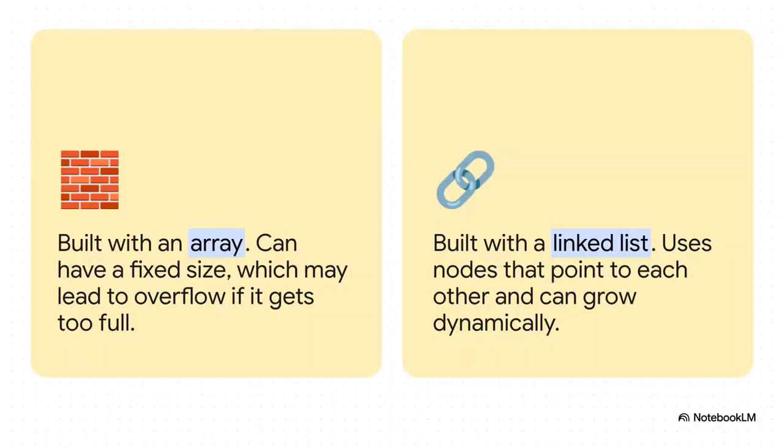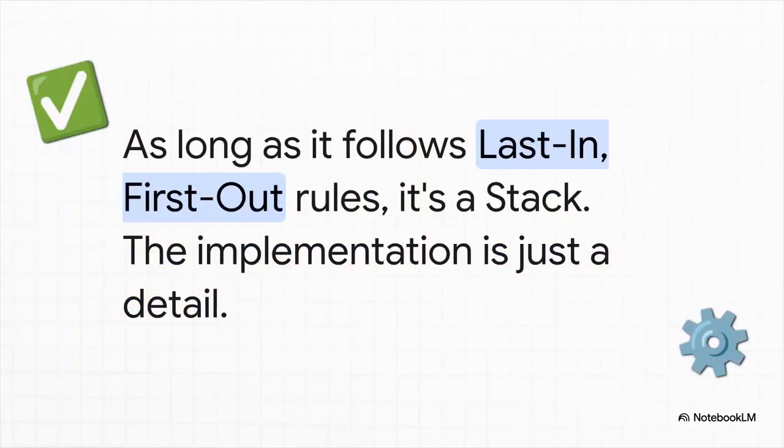For instance, you could build a stack using an array, a simple block of memory. Or you could build one using a linked list with all these nodes pointing to each other. They have different trade-offs, right? The array is fast but has a fixed size. The linked list is super flexible and can grow whenever you need it to. Internally, they're totally different beasts. But, and this is the important part, because they both follow that one golden LIFO rule, they are both 100% valid stacks. And really, that's the thing to remember.